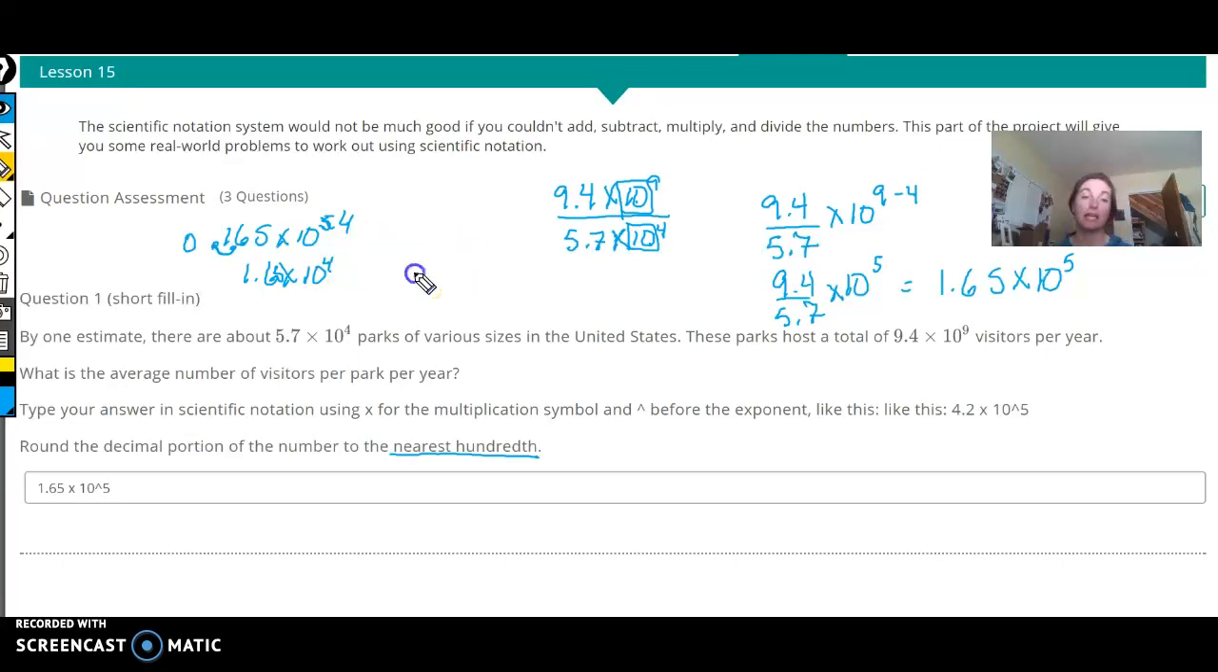Or if you had something like 10.65 times 10 to the fifth, well, again, we can only have one number to the left of the decimal, so we would have to go ahead and give a 10 away. We'd say 1.065 times 10 to the sixth power. Again, that's not what happened here, but it is something that you could potentially see on exams, and something that you should be aware of. Okay, let's move on.